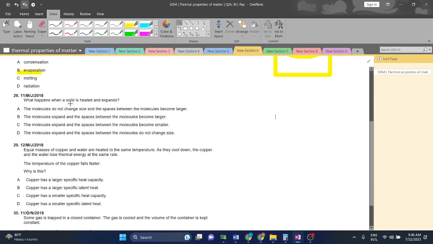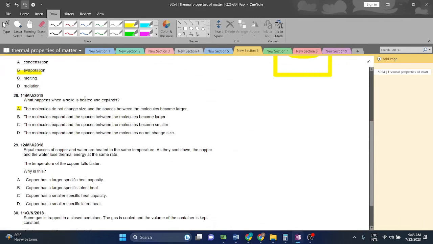Question 28. What happens when a solid is heated and expands? It expands and the volume is increased. When, for example, previously ये volume थी, then after the heating of the solid, the volume will increase, right? So the molecules do not change in size. This is right. The molecules do not change in size, and the spaces between molecules become larger. A is the right answer.